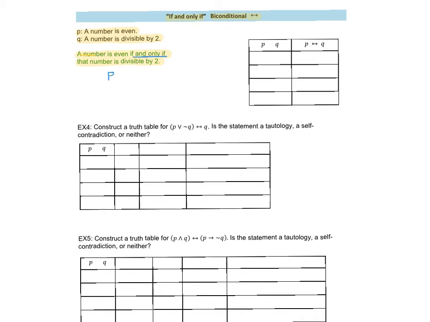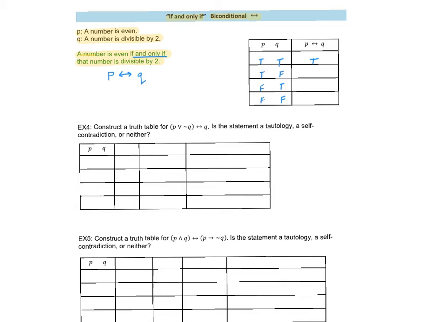So a number is even, that's P, double arrow, Q. So when is this true, when is this false? Two simple statements, going to be true, true, false, false for P, true, false for Q. So let's say P is true and Q is true. So we do have an even number, and we do have a number that's divisible by 2. So a number is even if and only if that number is divisible by 2, that's true. Name any even number you want, it will be divisible by 2. Name any number that's divisible by 2, it will be even.